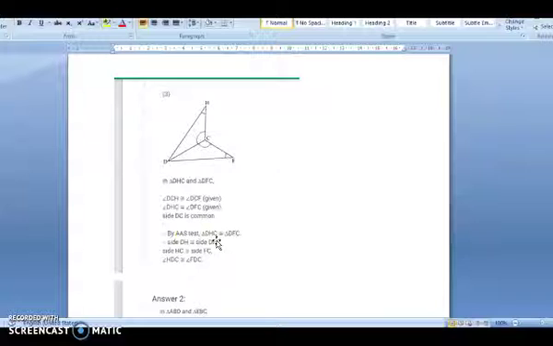Therefore the remaining sides are: side DH is congruent to side DF, and the remaining side HC is congruent to side FC, and the remaining angle HDC is congruent to angle FDC. Both these angles are common, so these angles are also congruent.